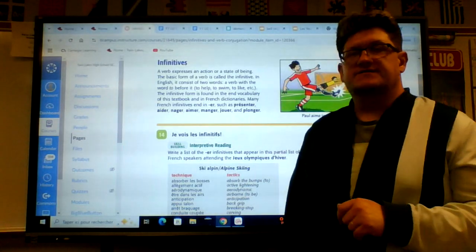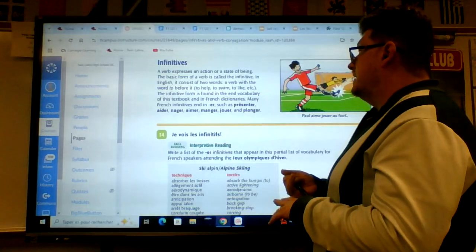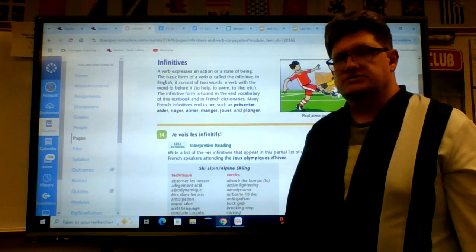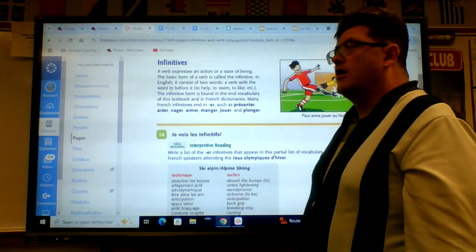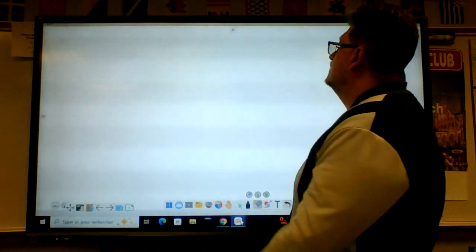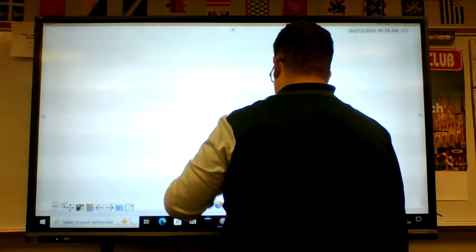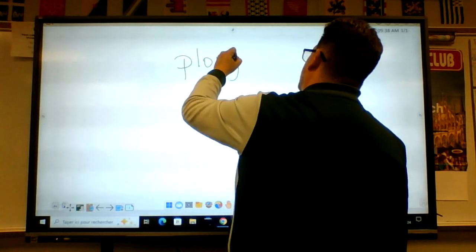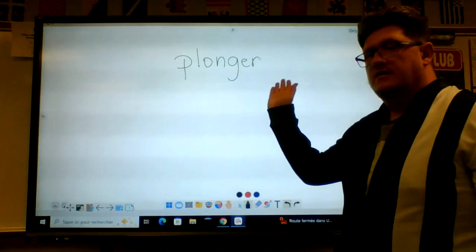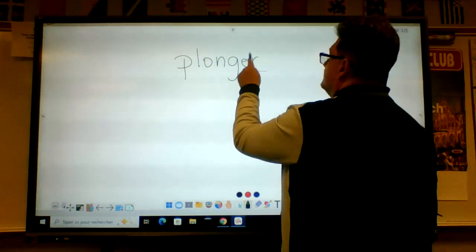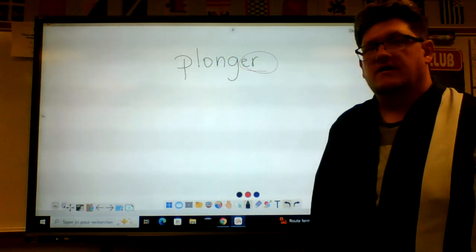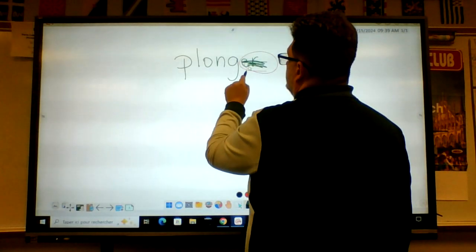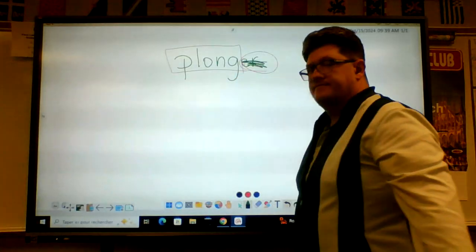Many French infinitives end in er, such as présenter, aider, nager, aimer, manger, jouer, and plonger. So they all end in that er. So when we look at a verb like plonger, we can tell that it's an infinitive by the er on the end. Right? That makes it an infinitive. And we know that when you conjugate, that goes away and you're left with the stem.